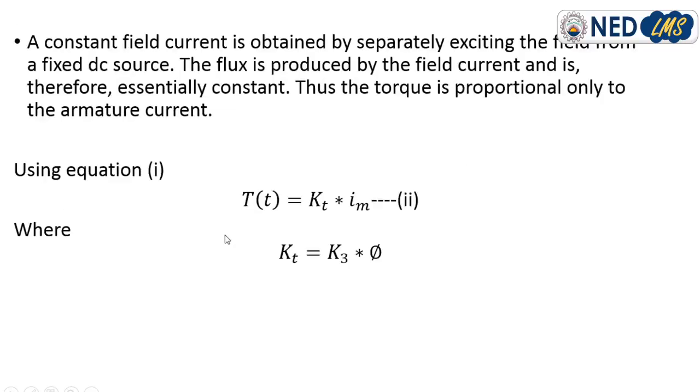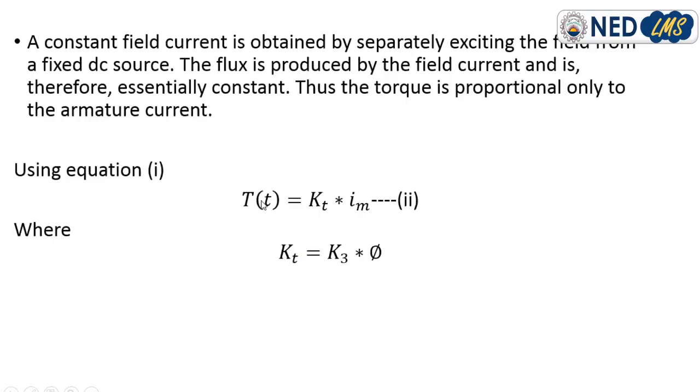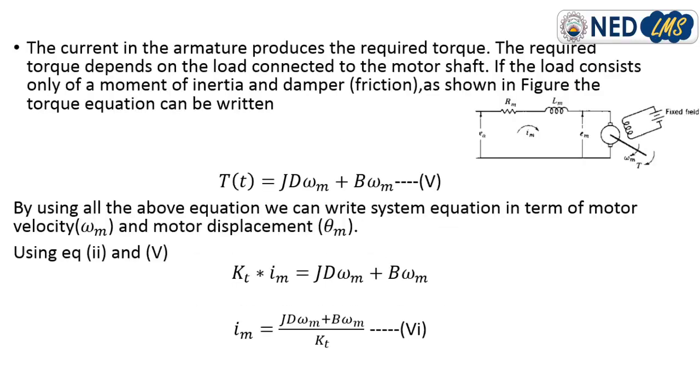This is the torque developed, and this is also torque. I can use these two equations, equation number 2 and equation number 5, and substitute the value of this torque in equation number 2. The torque developed due to the electric circuitry is basically this torque. So when we substitute these values, this will become KT Im equals J d omega m plus B omega m. I can evaluate the value of Im from this equation.